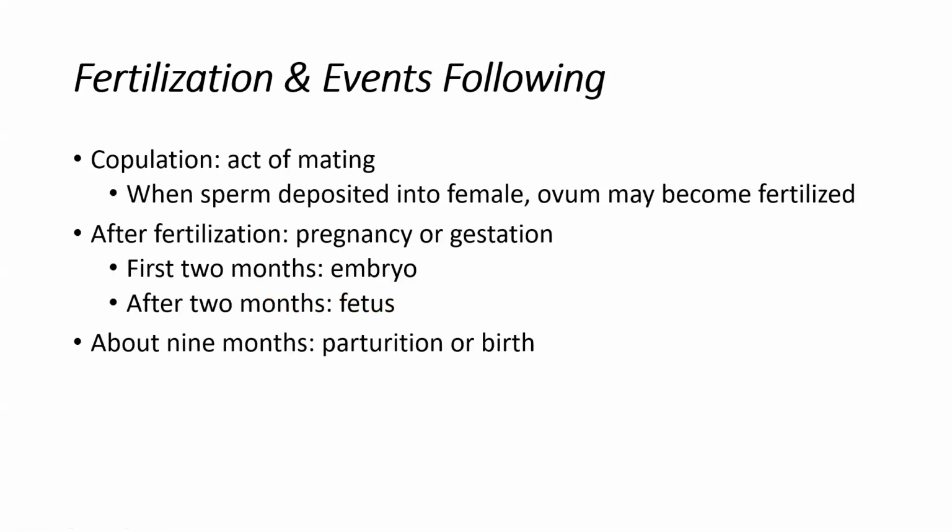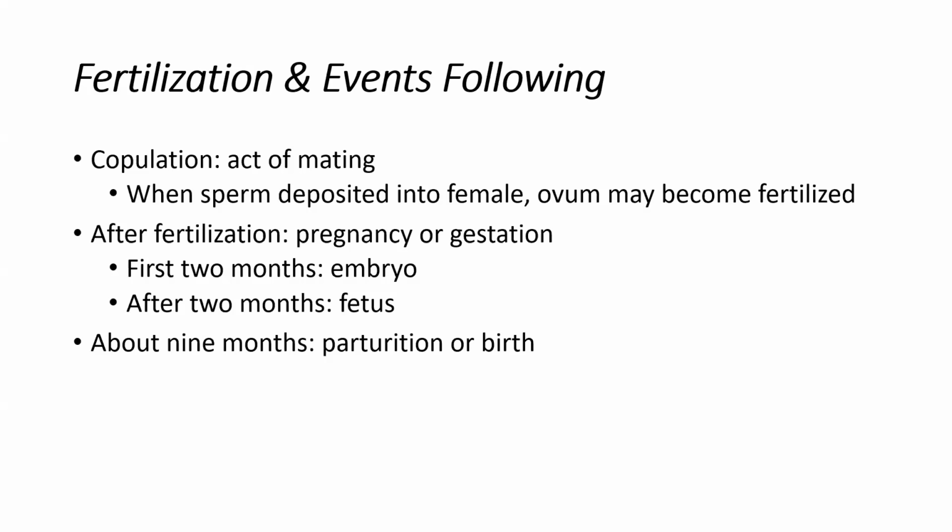Let's talk about copulation. I can never say that word, copulation. So copulation is the act of mating, or in layman's terms, we refer to this as sex. This is when sperm is deposited into the female reproductive tract. And this is where ovum, which are the female reproductive cells, or eggs, can become fertilized. This doesn't always happen, but this is where we have the potential to create new life when these eggs are fertilized. After fertilization, we have a pregnancy.